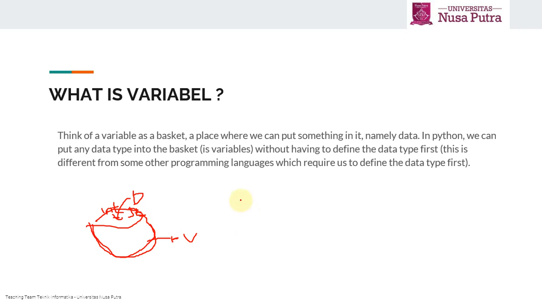For example, if we use C++, we must write the data type here, integer, and then the variable name and value. This is the variable and its data type. Now in Python, we do not use this. Just the variable and value, you can use in Python.